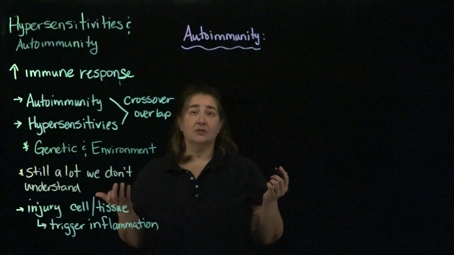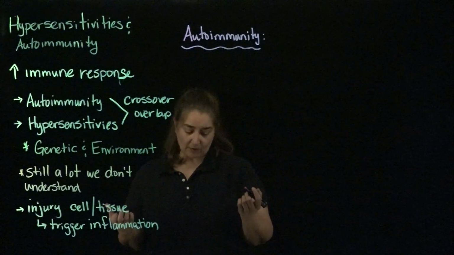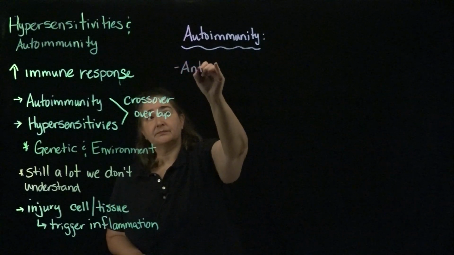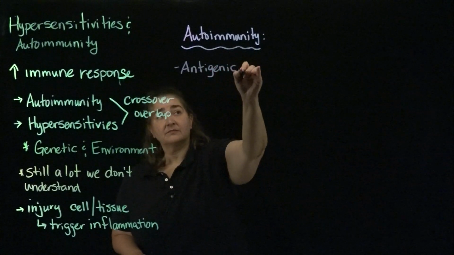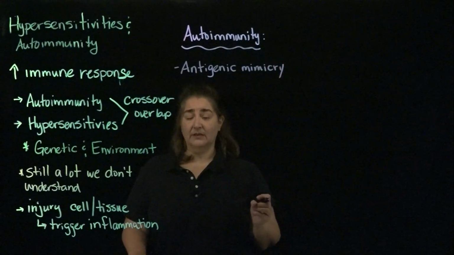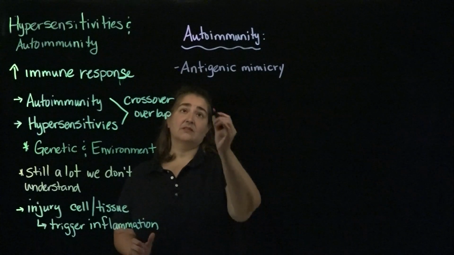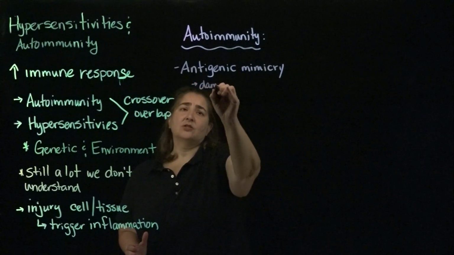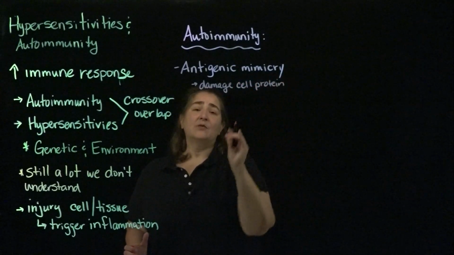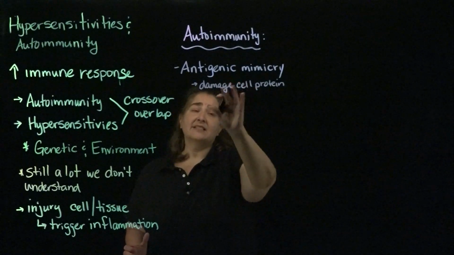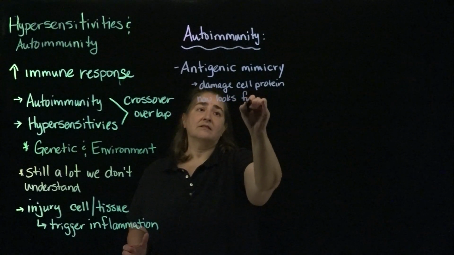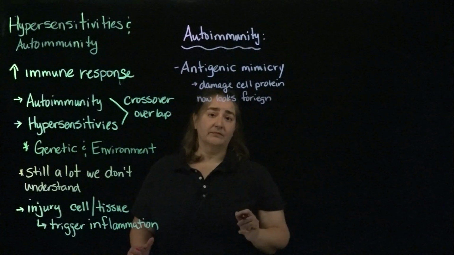There are a couple different ways that autoimmunity can come about, all right? One of those is antigenic mimicry, okay? So essentially what happens, all right, you get damage to a cell protein, and what ends up happening is that cell protein now looks foreign. All right?